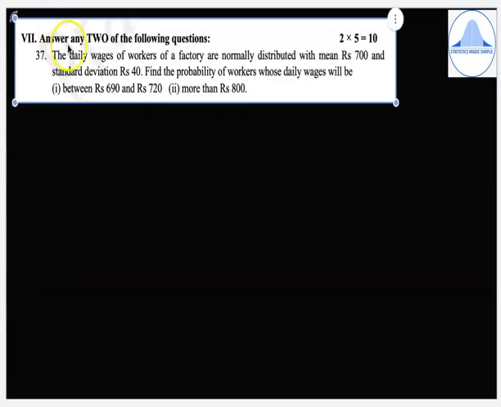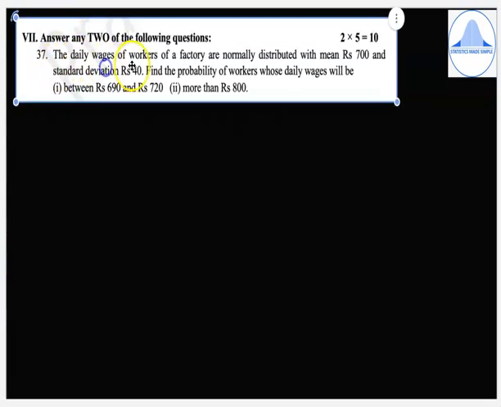7th main. Answer any two of the following questions. 37th question. The daily wages of workers of a factory are normally distributed with mean rupees 700 and standard deviation rupees 40. Find the probability of workers whose daily wages will be, first subdivision, between 690 and rupees 720. Second subdivision, more than rupees 800. So the given question is based on the normal distribution. We know that the parameters of the normal distribution are mu and sigma. So let's start the problem.